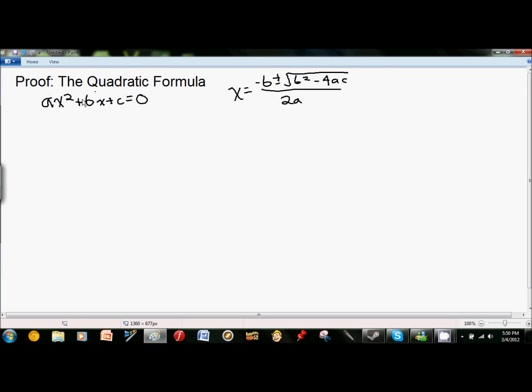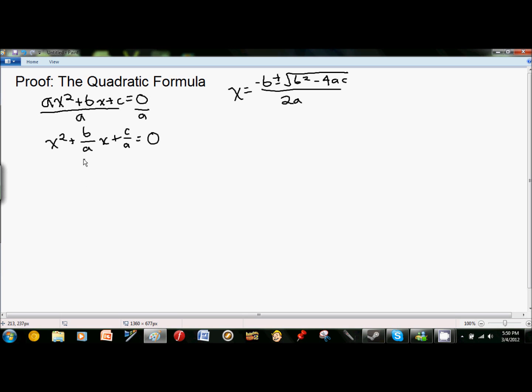In completing the square, what we do is take this equation, and take the left side of it and turn it into a squared term plus some constant. We'll start to do that by dividing everything through by a, so that we can get rid of the constant on x, which will leave us with x squared plus b over a x plus c over a equals 0.